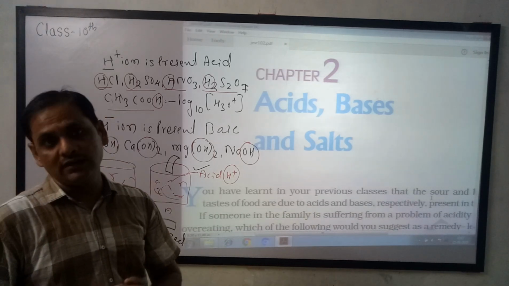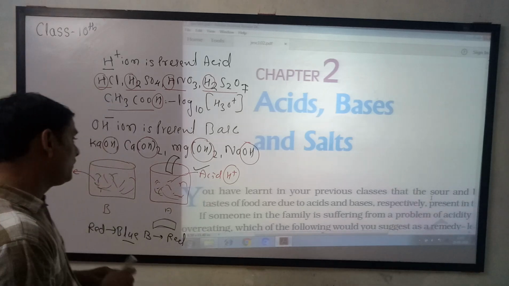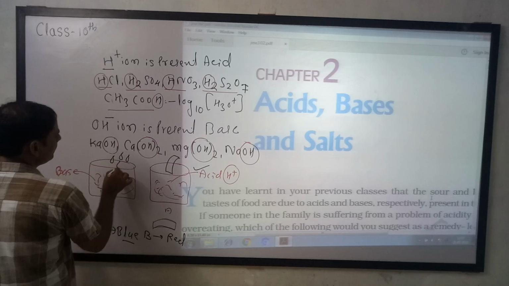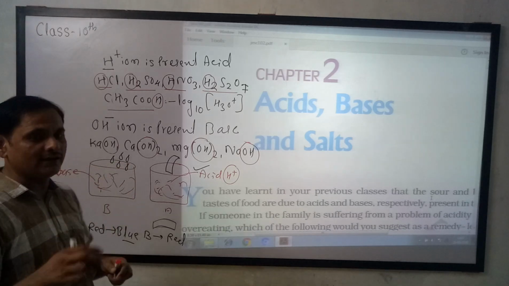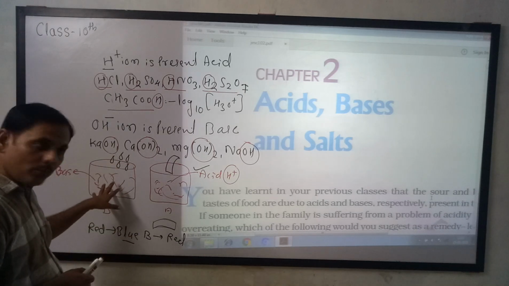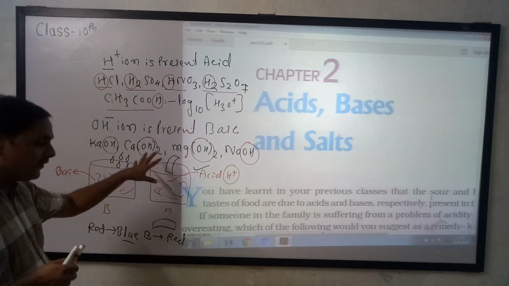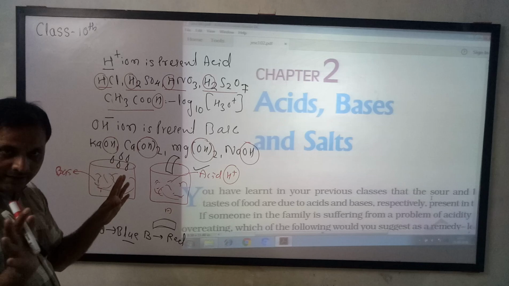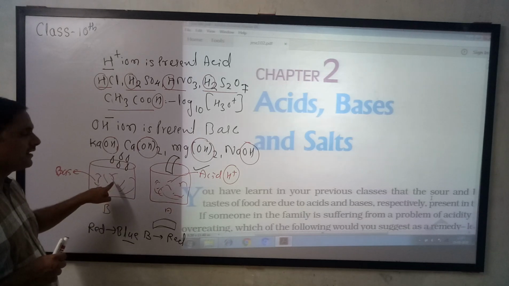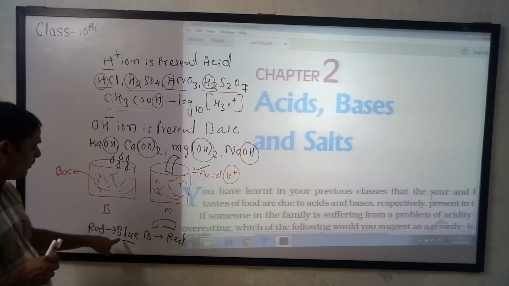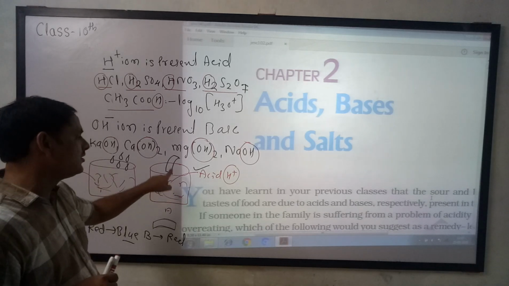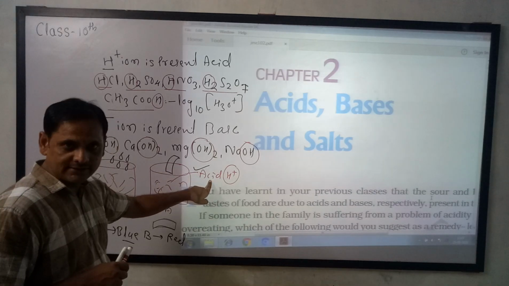liquid indicators also. So what does liquid indicator mean? Suppose we add drop by drop methyl orange or phenolphthalein, the two liquid indicators we are discussing according to your textbook. If we add them drop by drop, both are liquid indicators, right? So the color changes here. Suppose it changes from red to blue, so this is a base, and here a red color change means it is an acid, right?